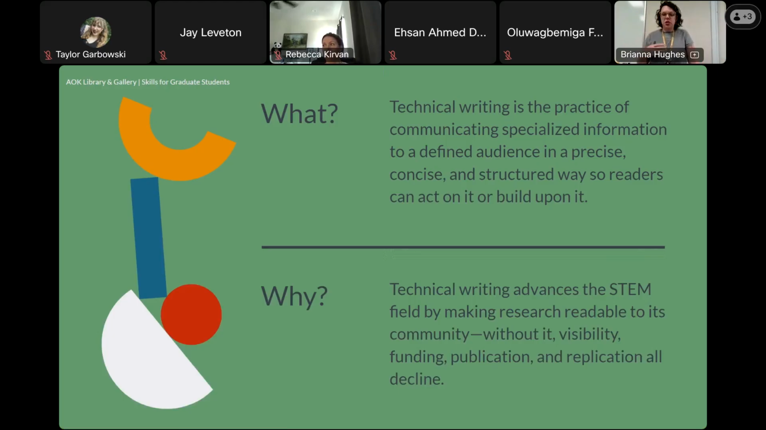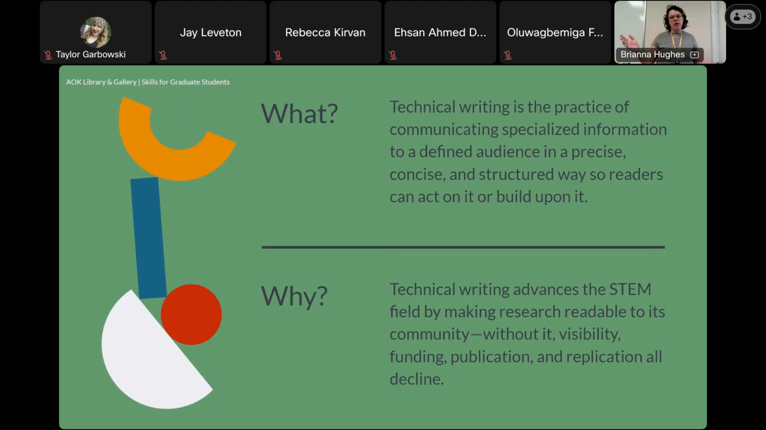So it's important to think about technical writing because it really helps move along research. It helps move along the science field or any interdisciplinary field. And it really plays a role when you think about getting funding, the peer review process, making your research replicable so that other researchers can access it and reproduce it.